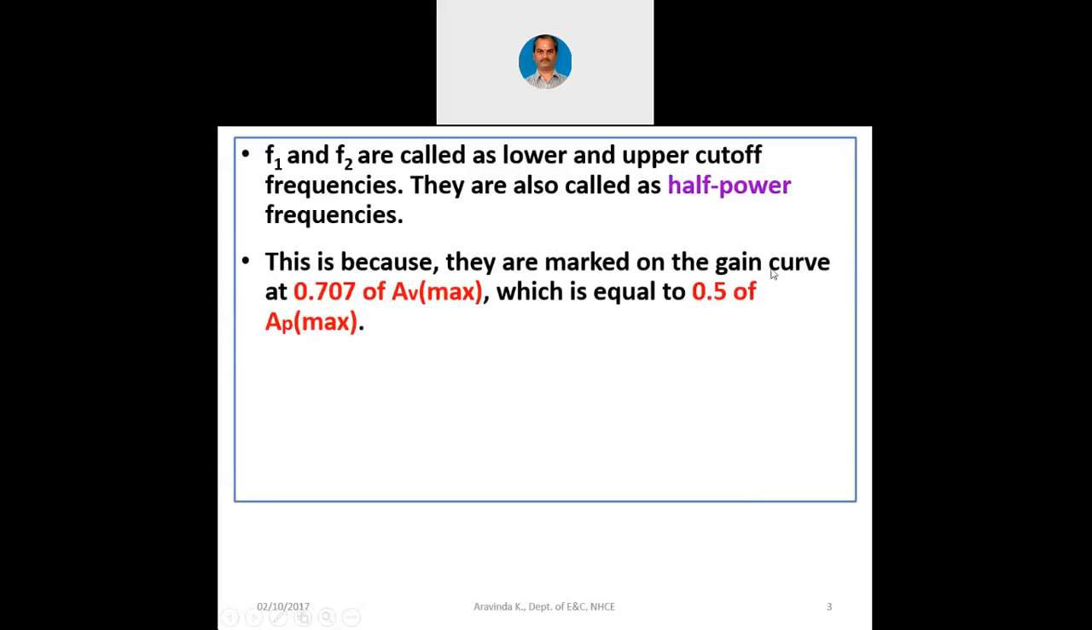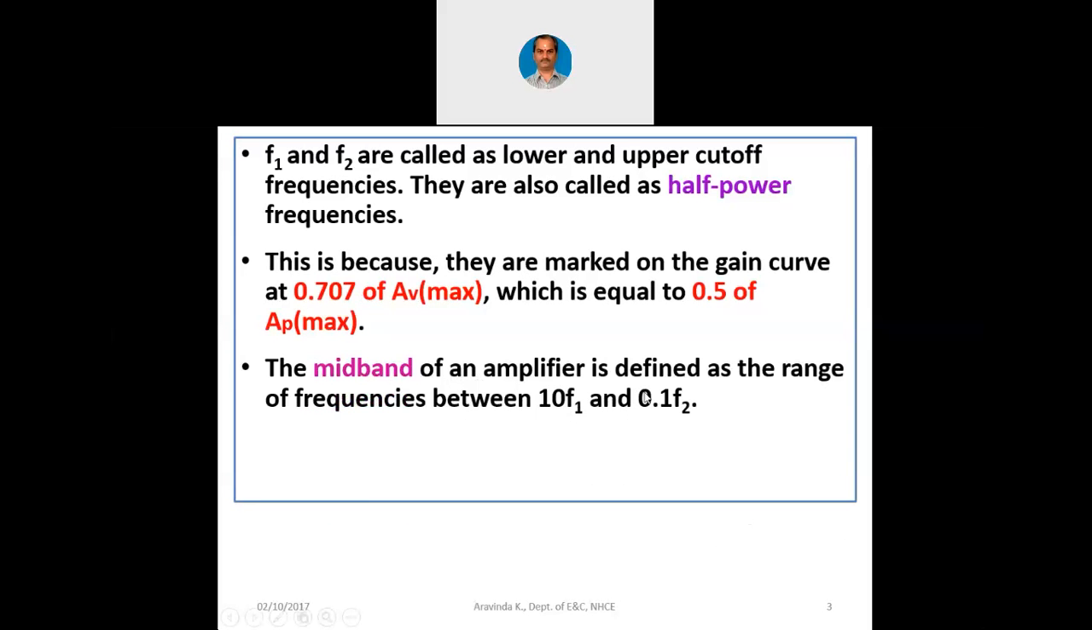This is because they are marked on the gain curve at 0.707 of AV max, which is equal to 0.5 of AP max. AP is power gain and AP max is maximum power gain. The midband of an amplifier is defined as the range of frequencies between 10 F1 and 0.1 F2.